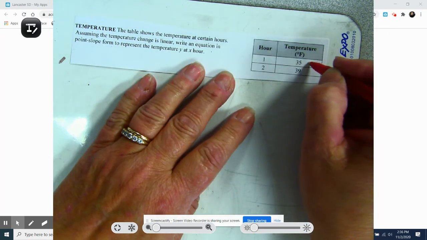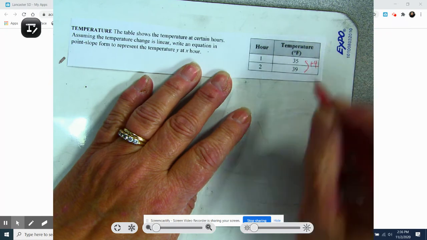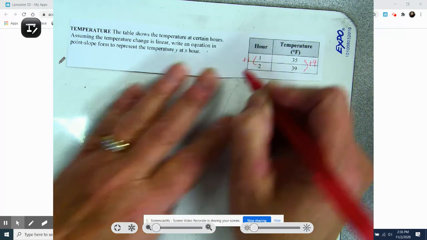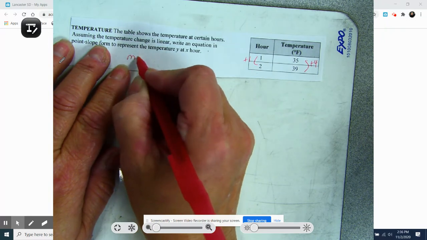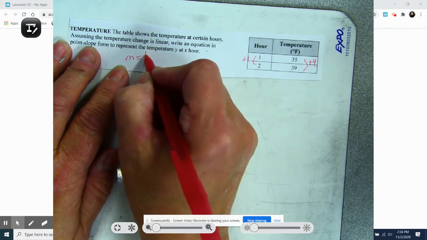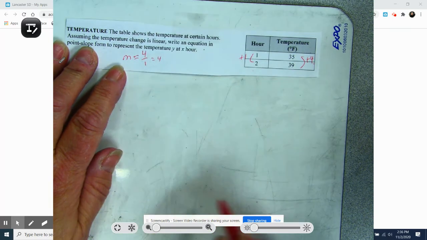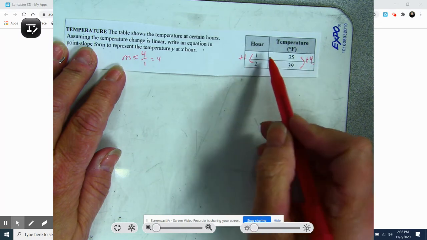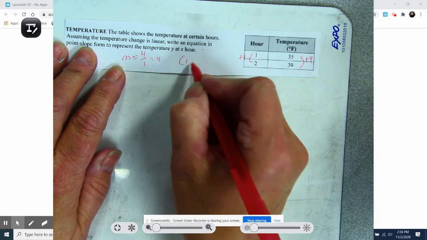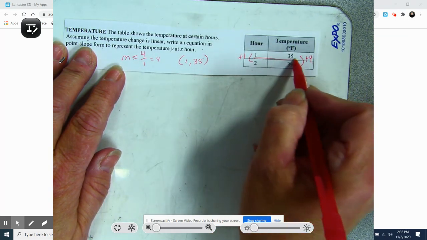So here we see 35 to 39, this is plus 4. 1 to 2 is plus 1. M equals change on the right over change on the left, so this would be 4 over 1, which equals 4. And now we have 2 points. You can either pick (1, 35) or (2, 39). I'm just going to pick (1, 35). I'm going to use the first point.